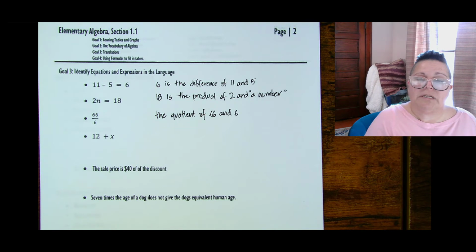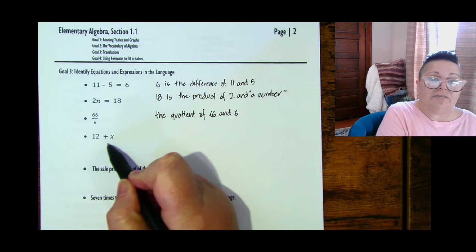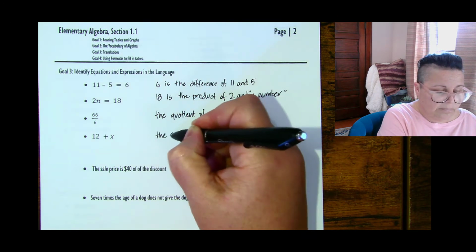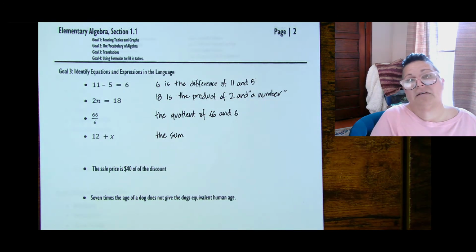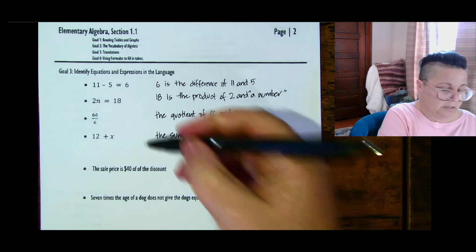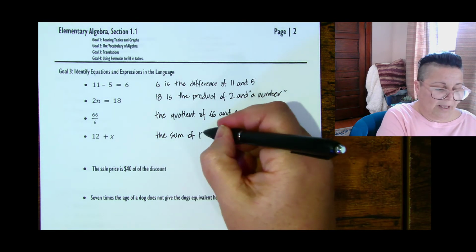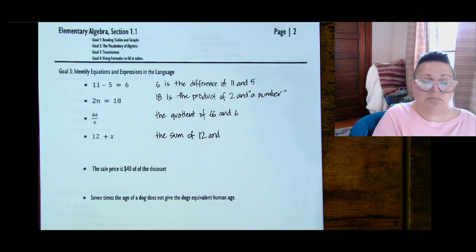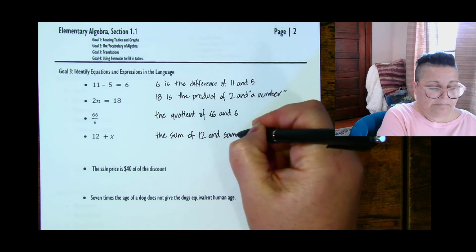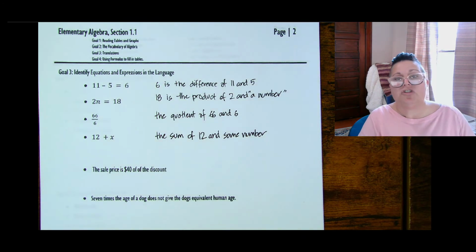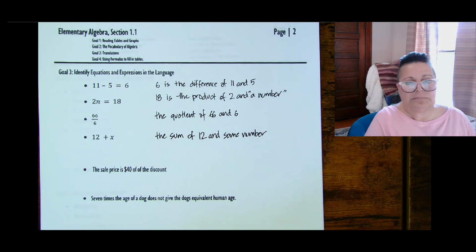The fourth example here is one of an expression that cannot be simplified. We have done as much as we can. We have addition, and in our algebra words, this is the sum. Sum is our answer to addition. This is the sum of what are we adding together? 12 and some number. We have called it x here, but it really is just an unknown number.